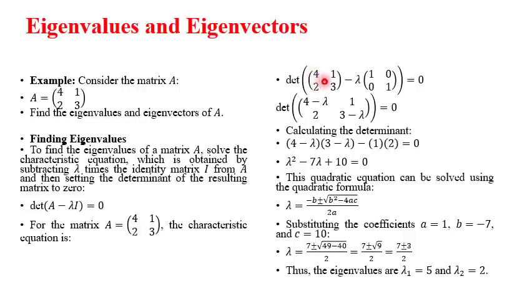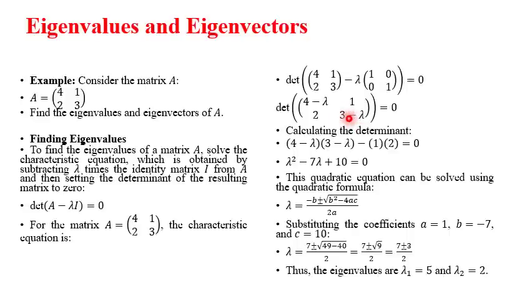So what that means is 4 minus lambda, because both of them occupy the same position, that is the first row and first column. So 4 minus lambda, of course we've got lambda here, and this will be 1 minus 0, so that will be 1. And this 2 will be 2 minus 0, that will be 2, and 3 minus lambda, of course this is lambda, and that is what we've got there.